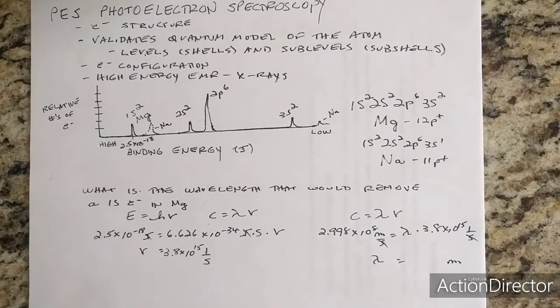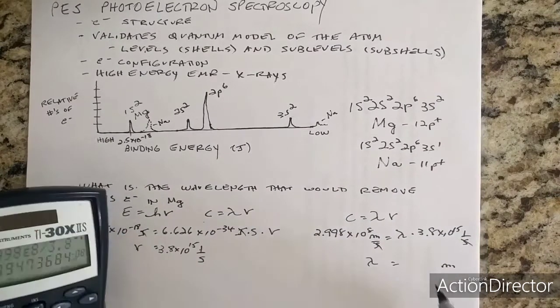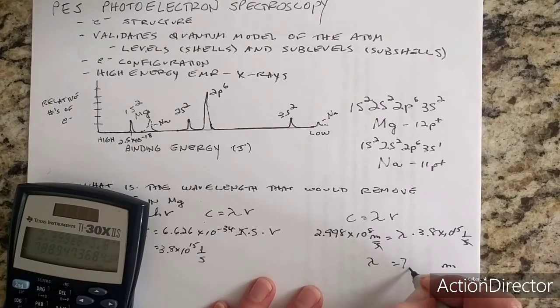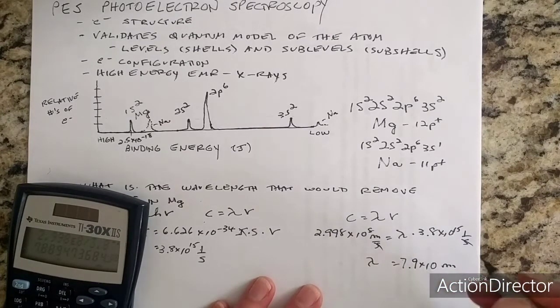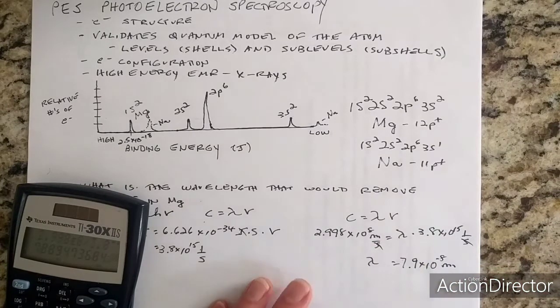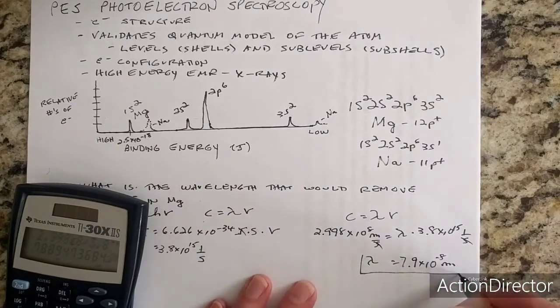Let me just calculate that. So 2.998 times 10 to the 8th divided by 3.8 times 10 to the 15th. And put that in scientific notation. And our wavelength is 7.9 times 10 to the negative 8th meters.